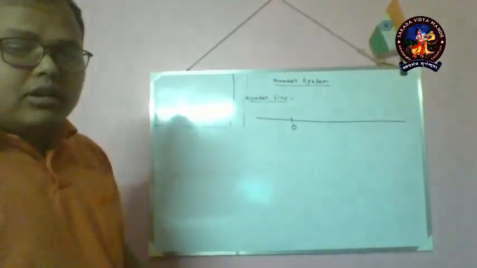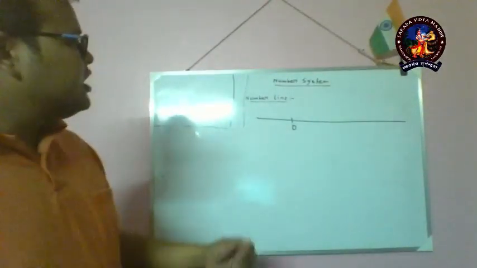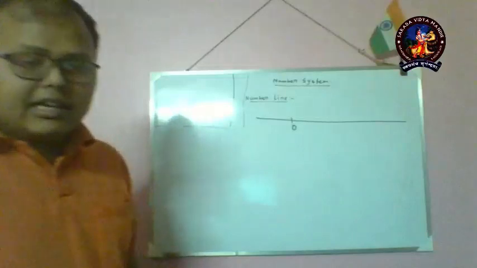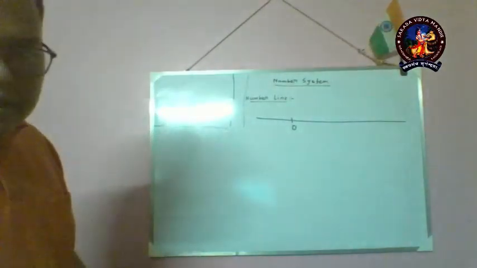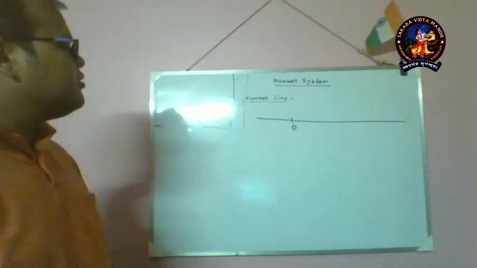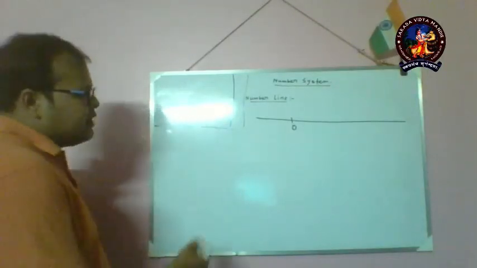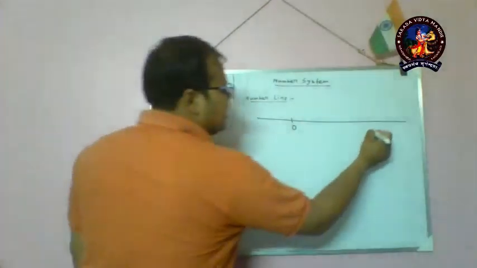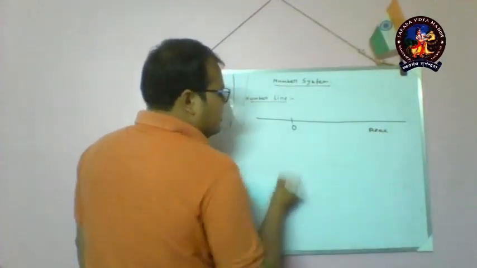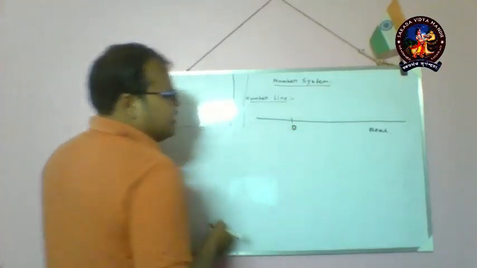Today we are going to learn the first chapter from the syllabus of class 9, that is number system. In your earlier classes, you have learned about the number line. Number line which contains all the real numbers, that is called real number line. And in the middle of this number line there is 0.